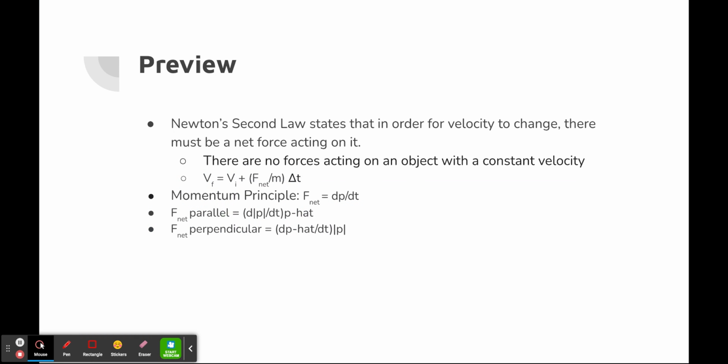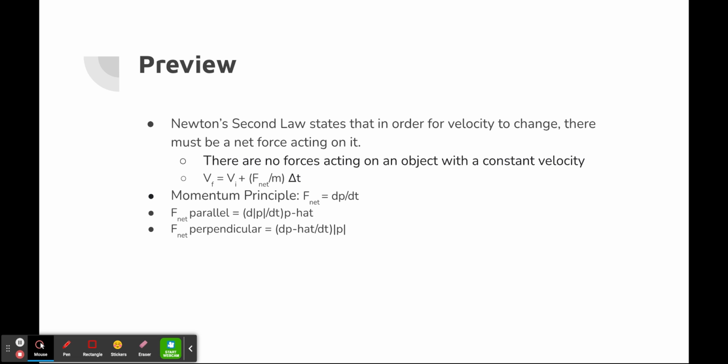Before starting, it was important to take note of a couple of factors, the first being Newton's second law, which states that in order for velocity to change, there must be a net force acting on it. There are no forces acting on an object with a constant velocity, and Newton's second law is, as listed here, v final equals v initial plus F net divided by m times delta t. In addition to this, the momentum principle is listed as F net equals dp over dt.